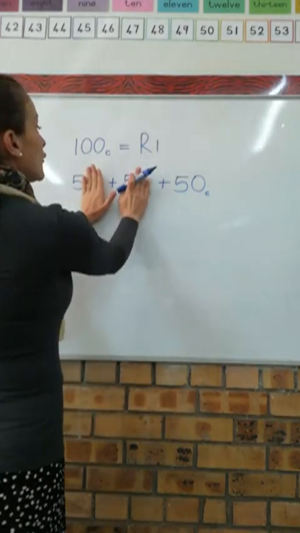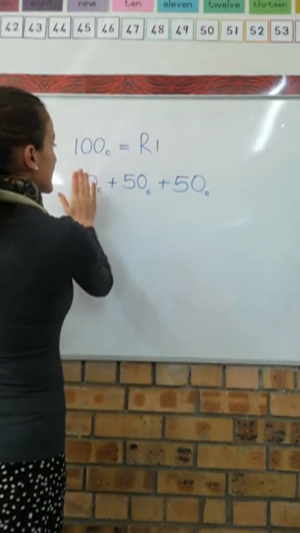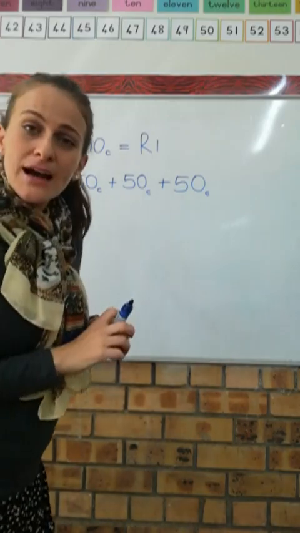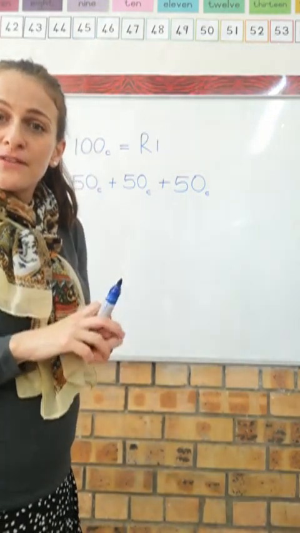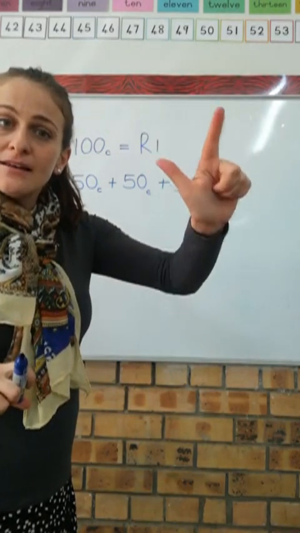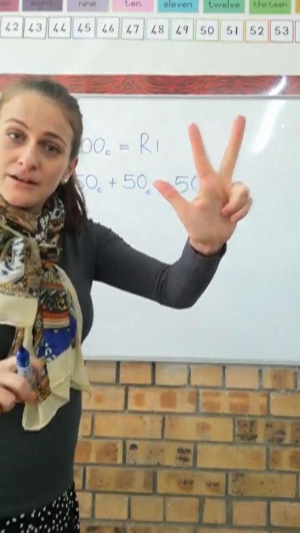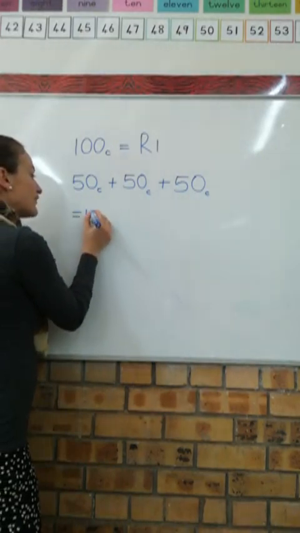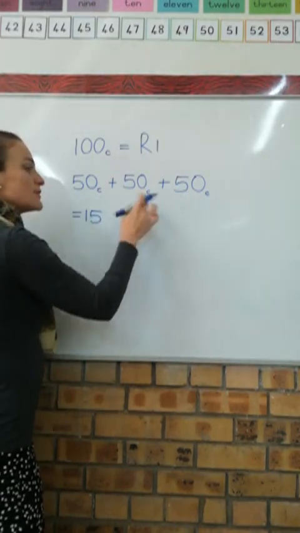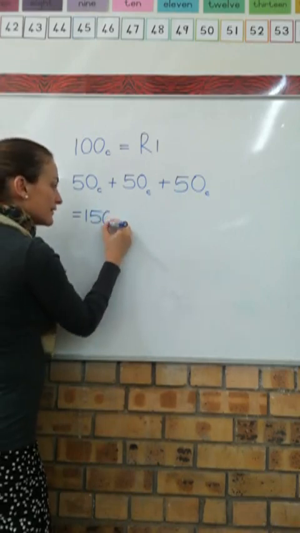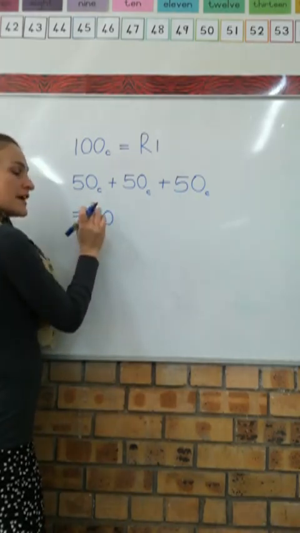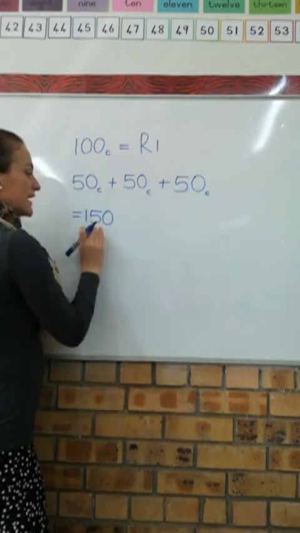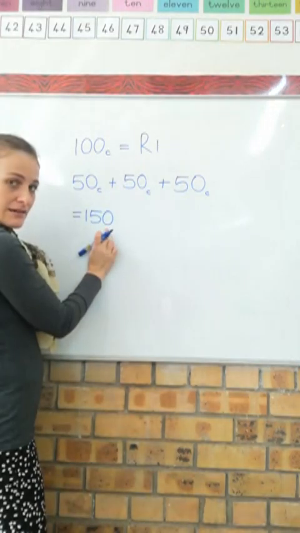If you put your finger over the noughts, then it's like saying 5 plus 5 plus 5, okay? And we can count in 5s. What's 5 plus 5 plus 5? 5, 10, 15, okay? 15, but remember we put our finger over the noughts, so we must put the nought back on again. So 5 plus 5 plus 5 is 15, and 50 plus 50 plus 50 is 150.